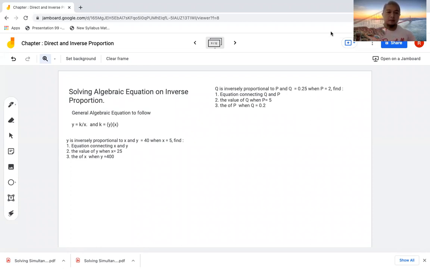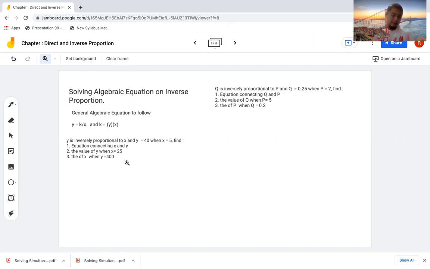Okay. So our main generic algebraic formula for this equation to follow is, again, y is equivalent to k over x, and k is equivalent to y times x. So meaning to say the constant will give you the answer if you multiply y by x.